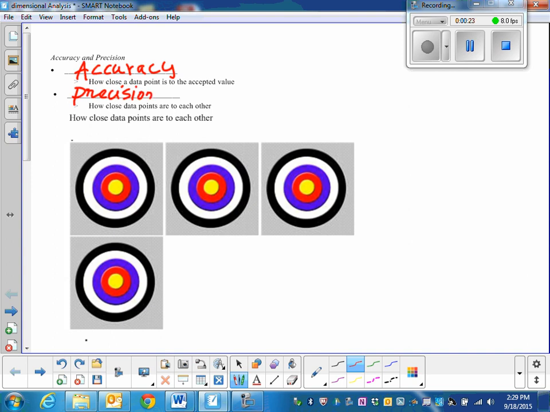Okay? So now, if I throw darts on a dartboard, and all my darts land in this region of the dartboard, what can you say about the data points? Is it close to the bullseye? Is it accurate? But are they close to each other? So they are close to each other. What are they? Precise, but not accurate.